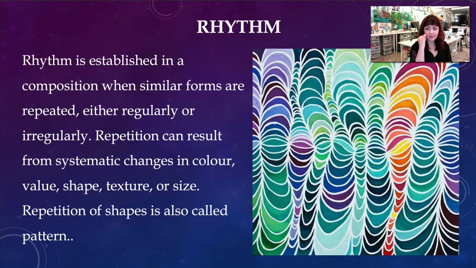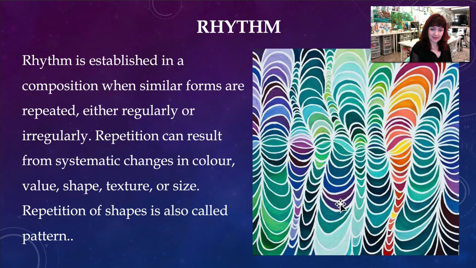The next principle is rhythm. Rhythm is established in a composition when similar forms are repeated, either regularly or irregularly. Repetition can result from systematic change in color, value, shapes, texture, or size. Repetition of shape is also called pattern, right?